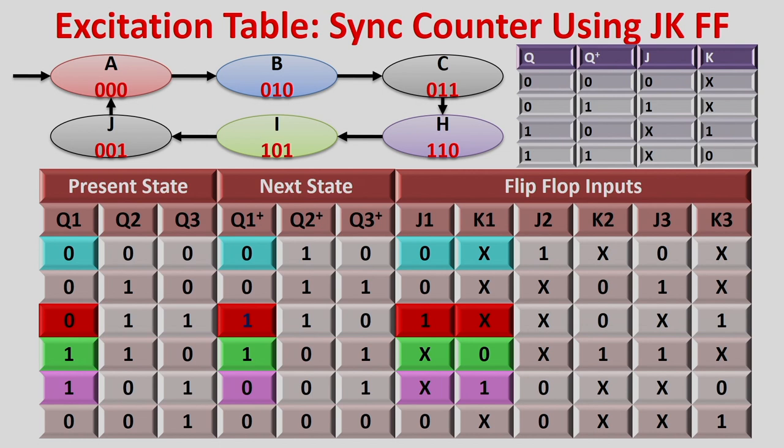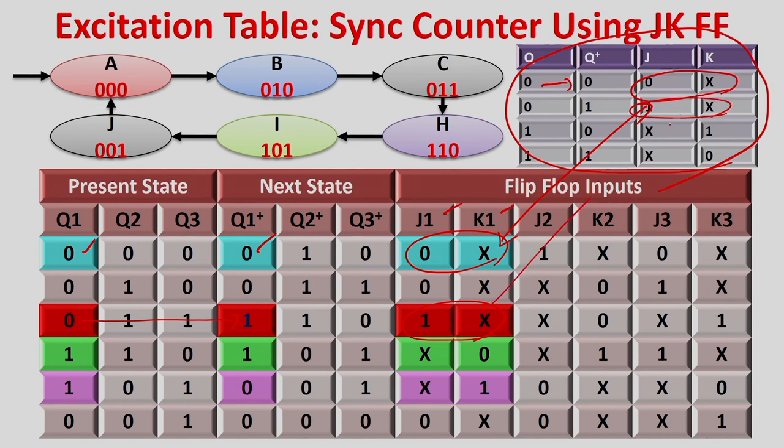Implementation using JK flip flop. We require the excitation table of JK flip flop, which we have derived from the FSM. Suppose you want a 0 to 0 transition. What should be the input for the first JK flip flop, J1 K1? In this case, 0 to 0 requires 0x. If you want 0 to 1, then it requires 1x. So, from the excitation table and from our state table, present state and next state, we derive the inputs for the flip flops, all 6 inputs J1 K1, J2 K2, J3 K3, we tabulate.